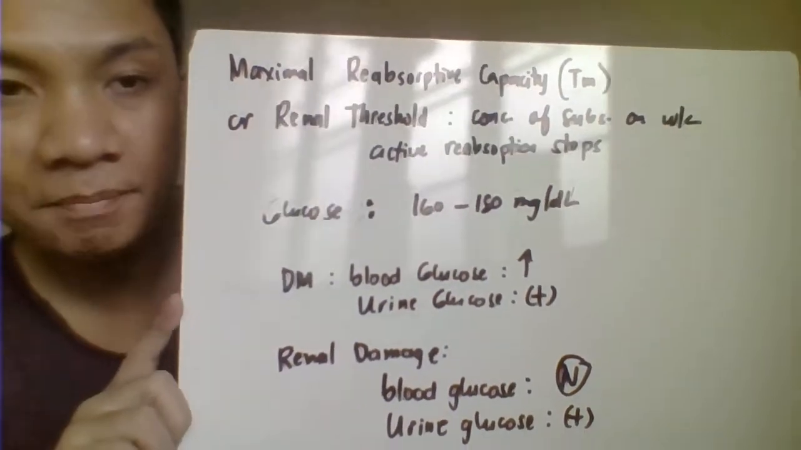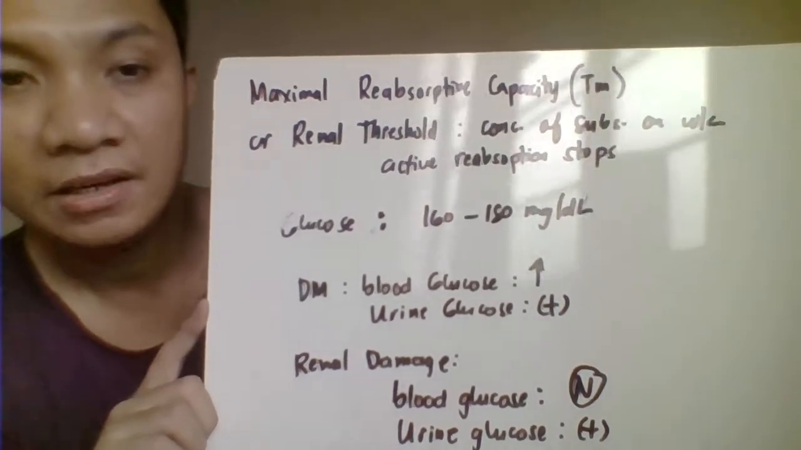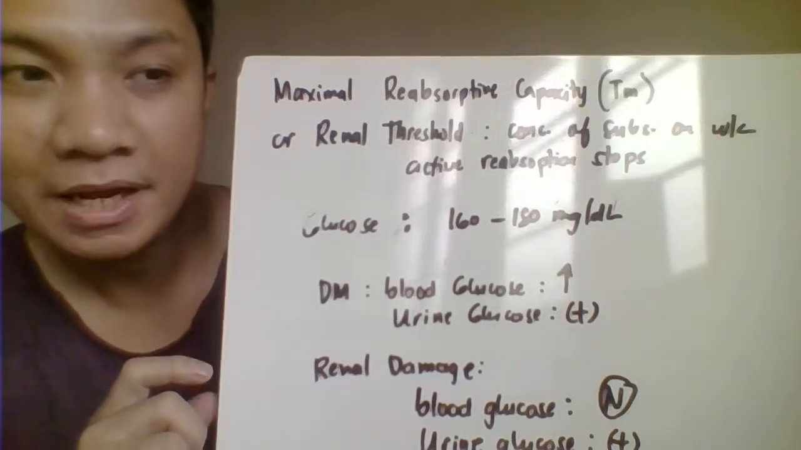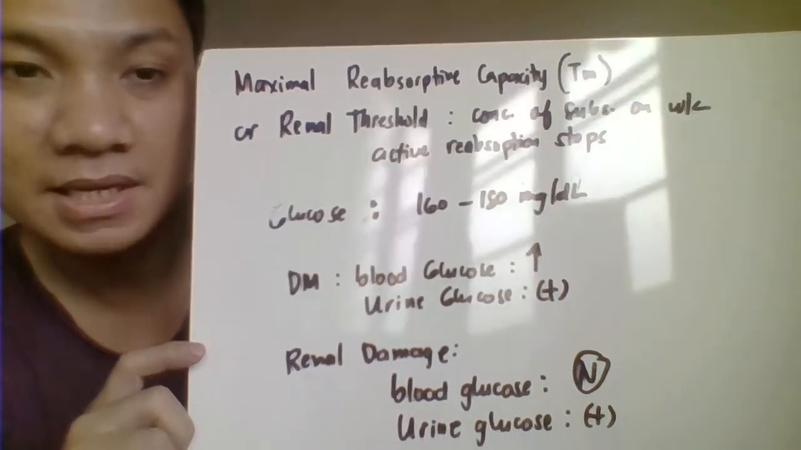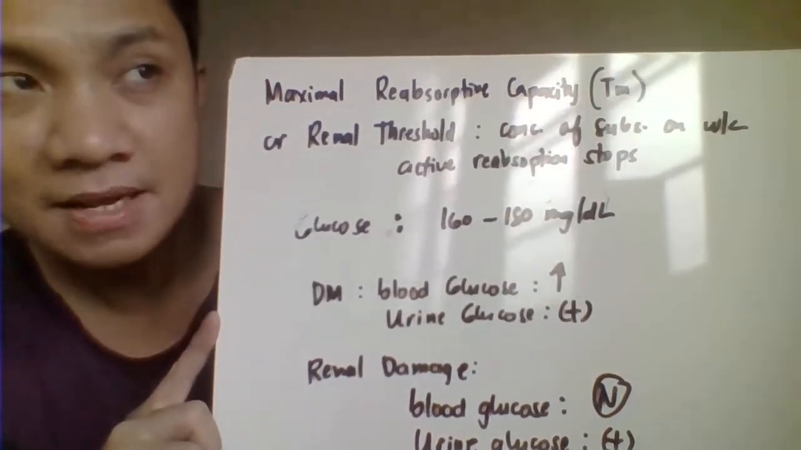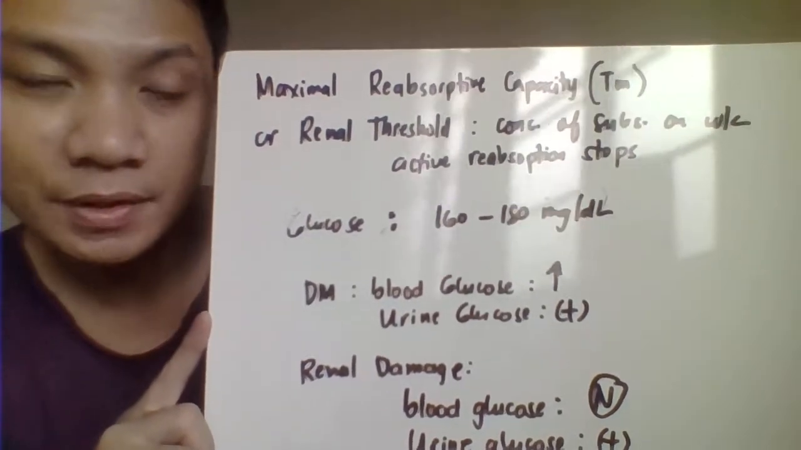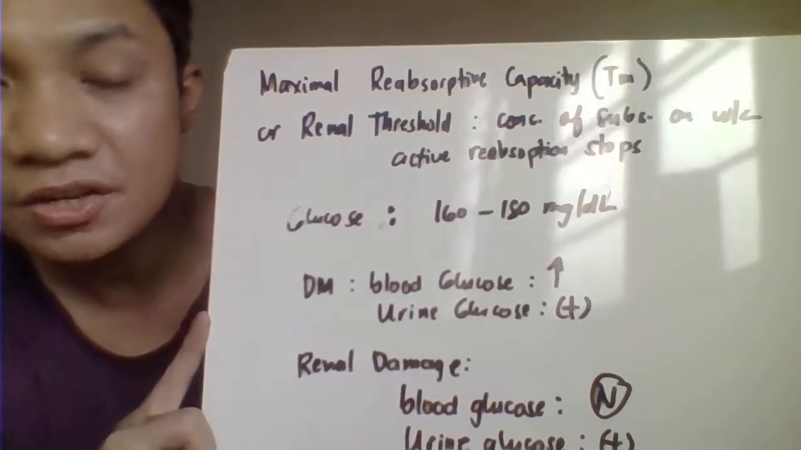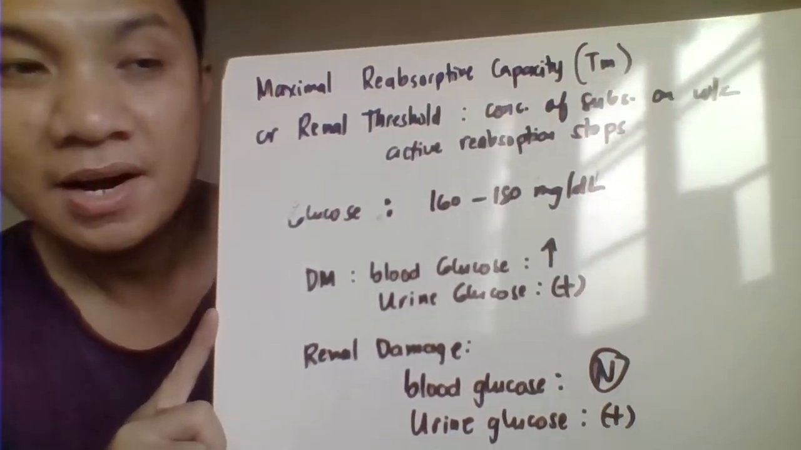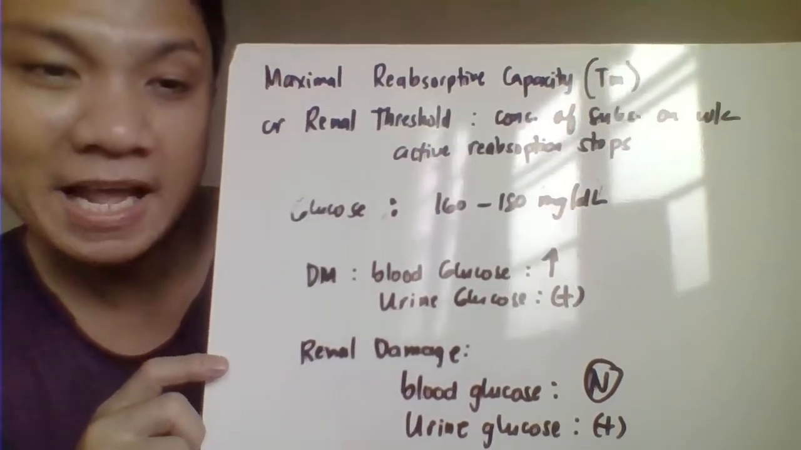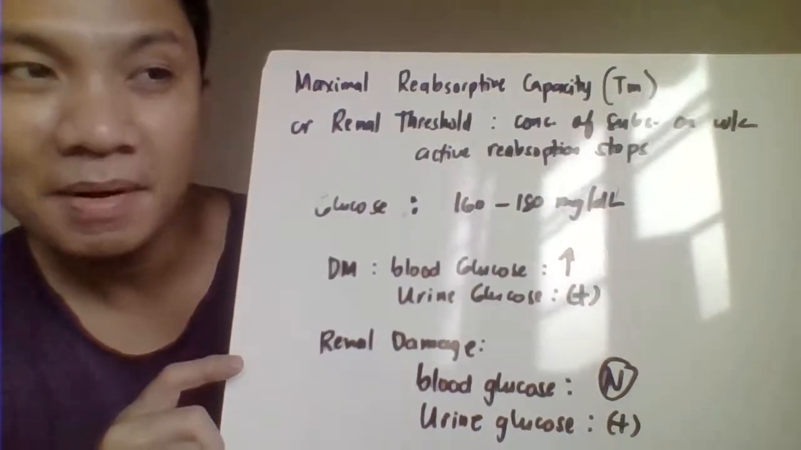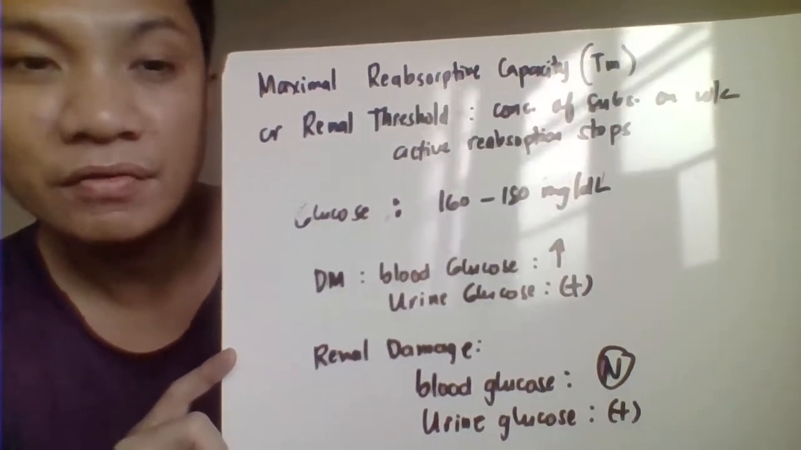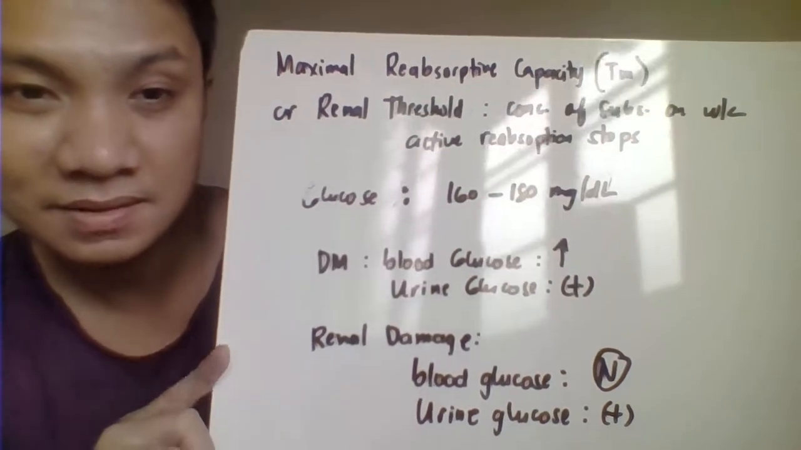Okay, then we have here the term maximal reabsorptive capacity, also called the TM. Another name for that is your renal threshold. When we speak about the maximal reabsorptive capacity, it is actually the capacity of your renal tubules to reabsorb a certain concentration of your substance. It is the concentration of your substance wherein your renal tubules are no longer able to reabsorb. So may limit ang capacity of our renal tubules for that substance to be reabsorbed.